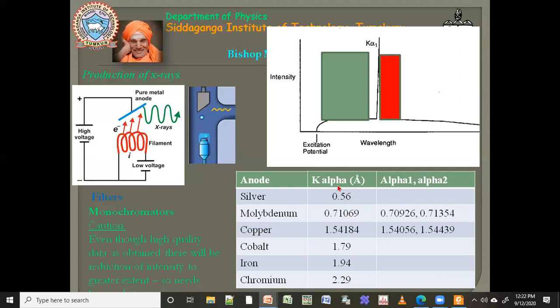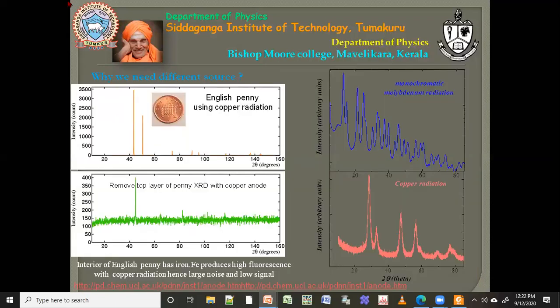Okay, so we will see why you need that wavelength. This is one of the examples of why we need a different source. For example, this is an English penny. English penny is like your coin. You take this coin, you put it in an X-ray diffractometer, you take a scan. If you just take the scan on this penny, you get these peaks which normally you can fit with copper metal. It is coated with copper. So this you can index with copper.